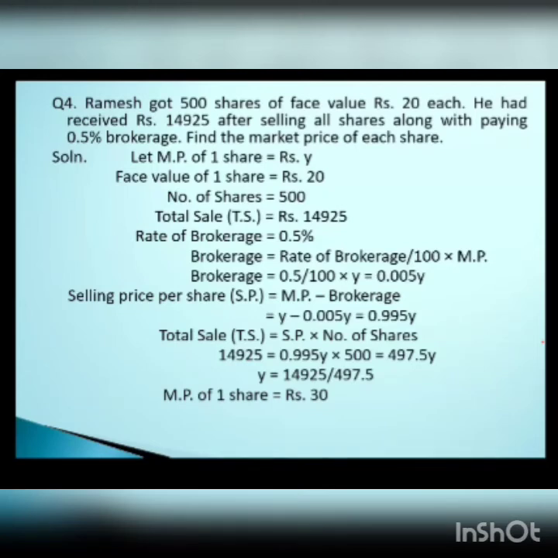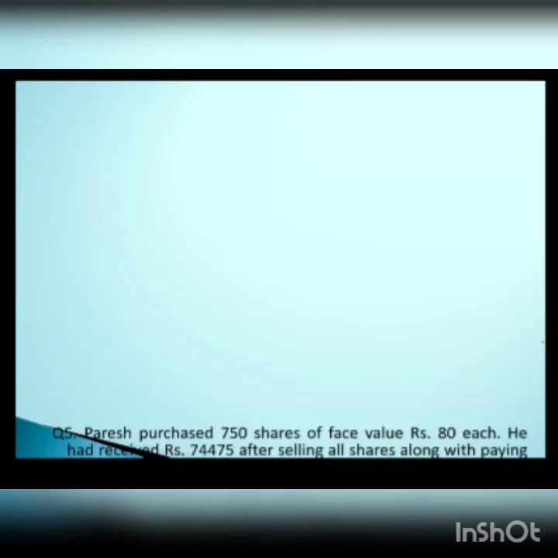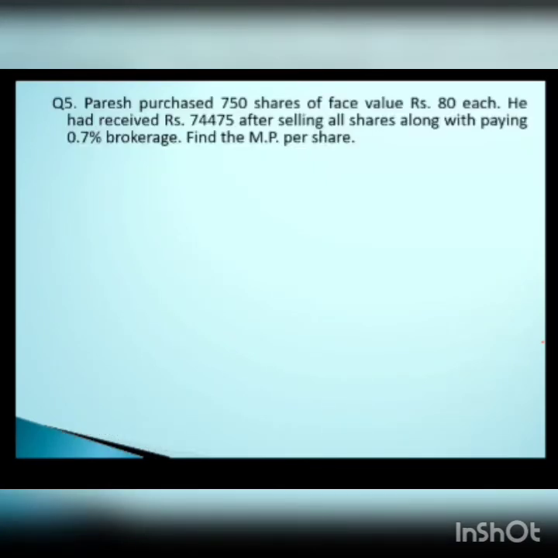So let us go with the next question and it will be done exactly like question number 4, and let's see how many of you have been able to get that. So I just give you question number 5, just check this. Paresh is a person who is purchasing how many shares? 750 shares. Paresh purchases 750 shares.